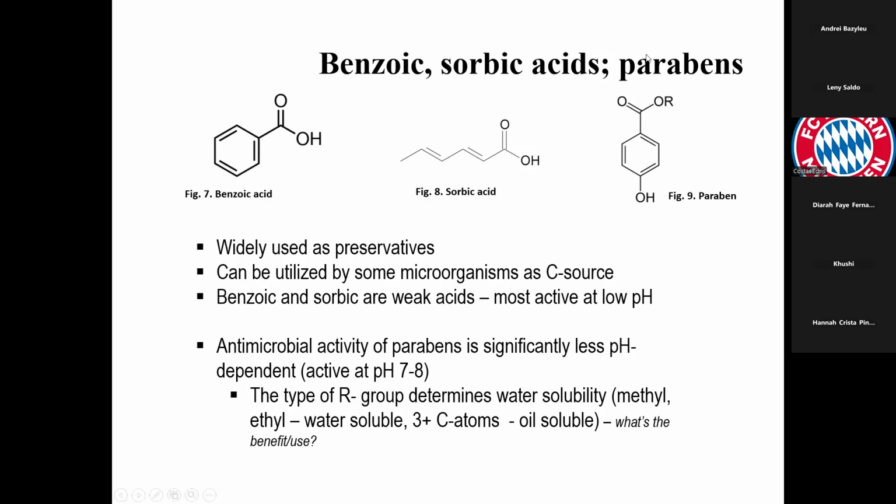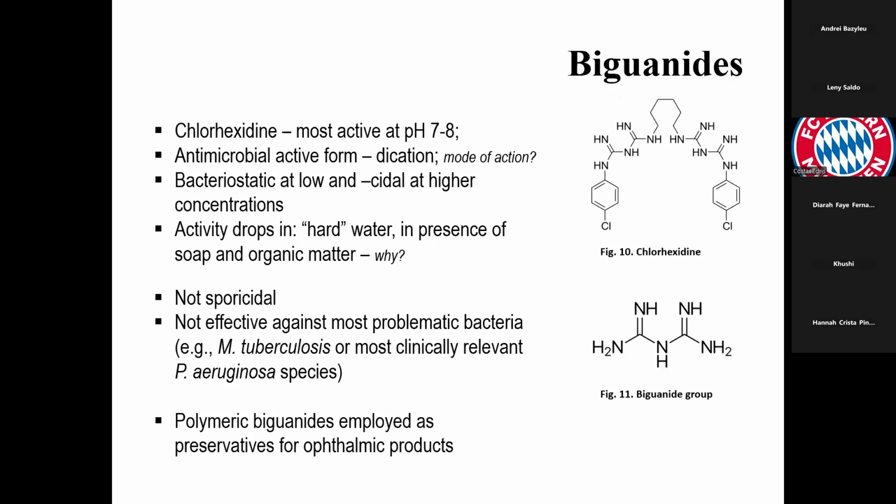But like I said, parabens nowadays are considered to be carcinogenic. So they're being phased out, hopefully. There's a lot of discussion about it, I guess, but you probably heard about it. So the parabens are being phased out. The last class that we're going to look at are the biguanides.